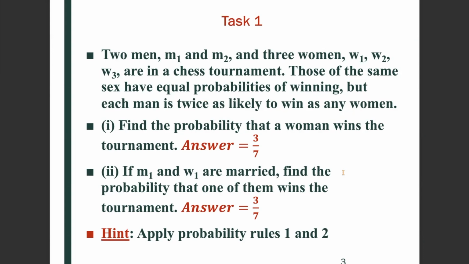So task 1. Two men, M1 and M2, and 3 women, W1, W2, and W3, are in a chess tournament. Those of the same sex have equal probabilities of winning, but each man is twice as likely to win as any woman. Find the probability that a woman wins the tournament.